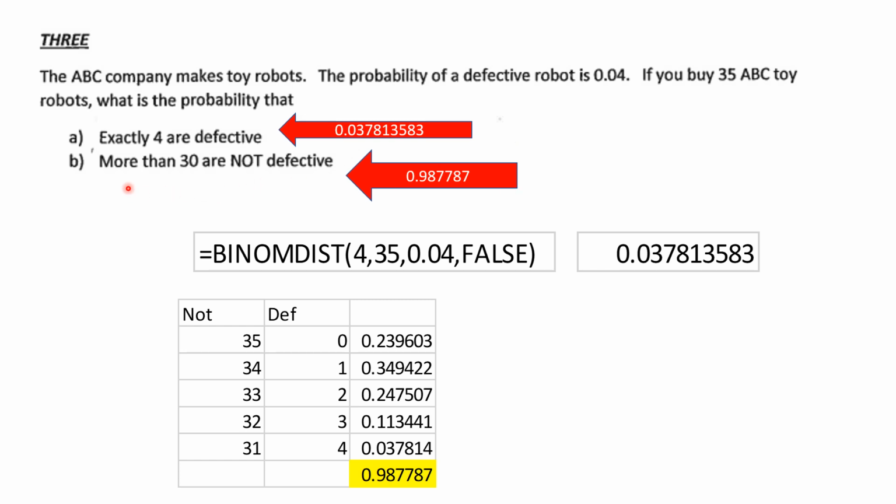Now, the second question asks, what's the probability that more than 30 are not defective? That would be 31, 32, 33, 34, or 35 not defective, which corresponds to 0, 1, 2, 3, or 4 being defective. So you add these up using the same Excel function and get 0.987787, and that was the answer to part B.